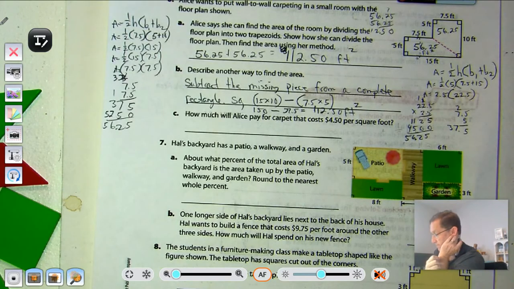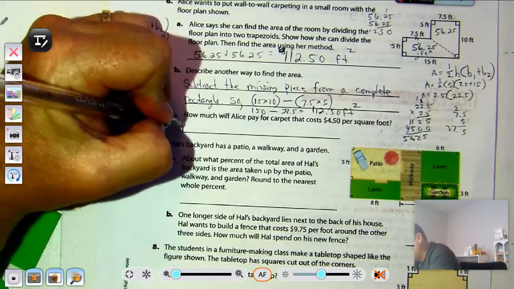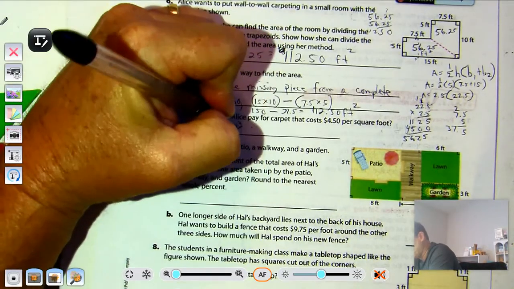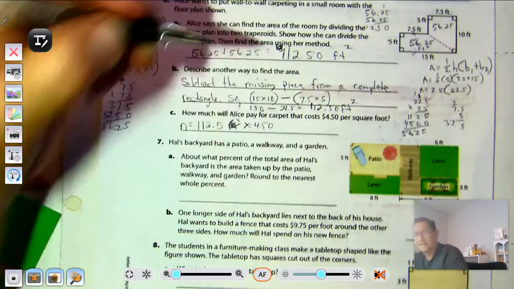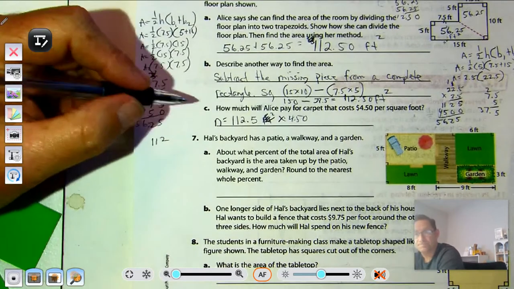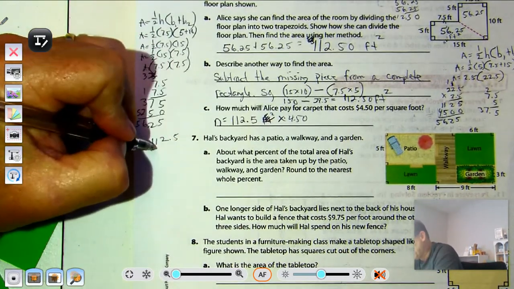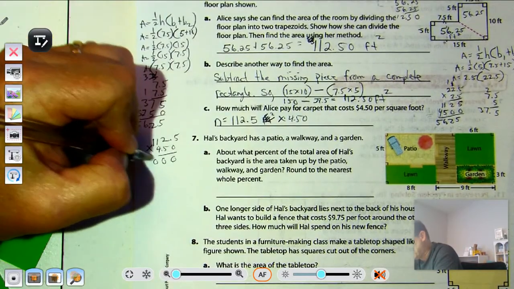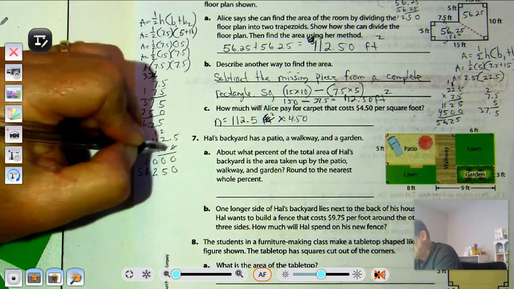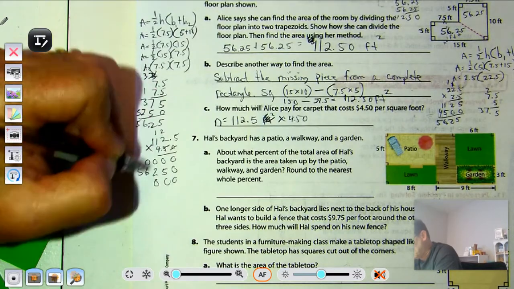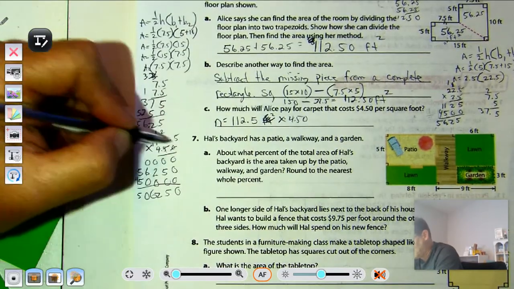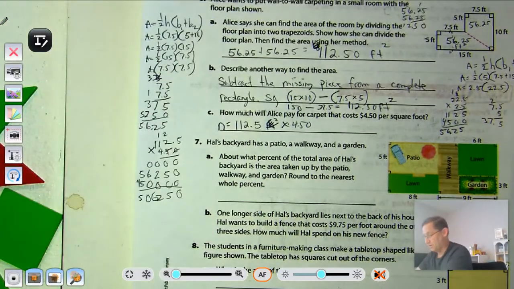Okay. How much will Alice pay for carpet? That costs $4.50 per square foot. So you're going to take your 112.5 square feet and multiply by 4.50. So 112.5 times 4.50 is $506.25.